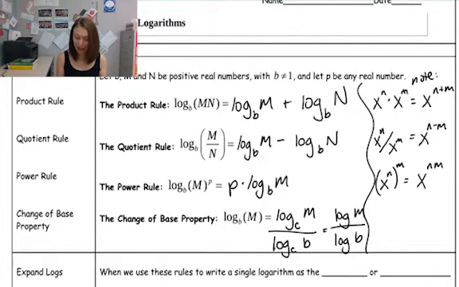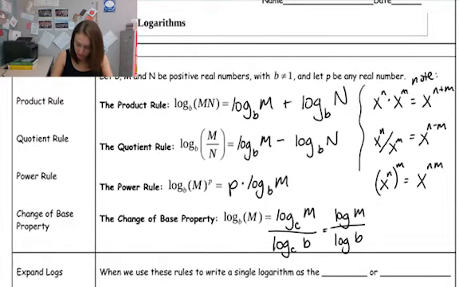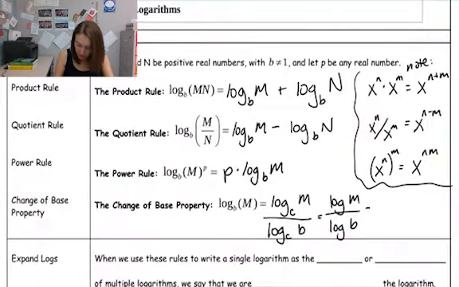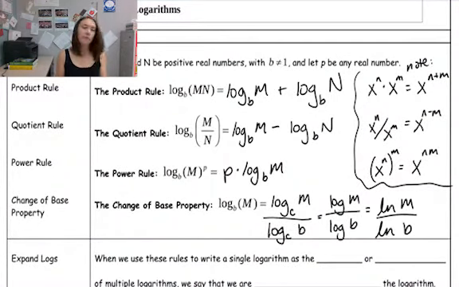You could do ln of, here, let me show you. You could even do ln of m divided by ln of b with a base of e. So it doesn't matter what the base is. When you use this, it just allows you to find the log in your calculator a little easier.